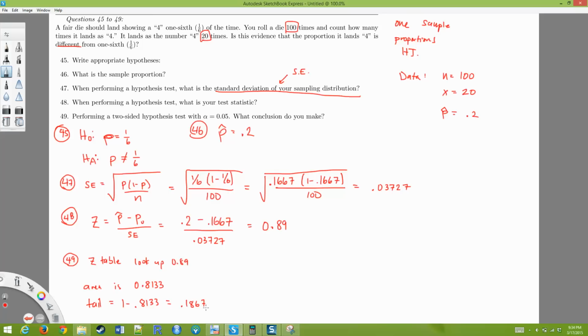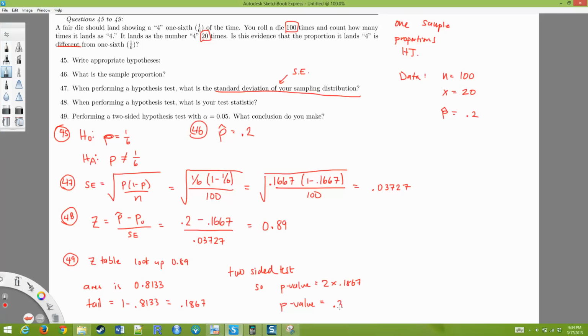All right. Is that my p-value? No, one more thing. I have to double it because I have a two-sided test, a two-tail test. So the p-value is equal to 2 times 0.1867. So my p-value is equal to 0.3734.